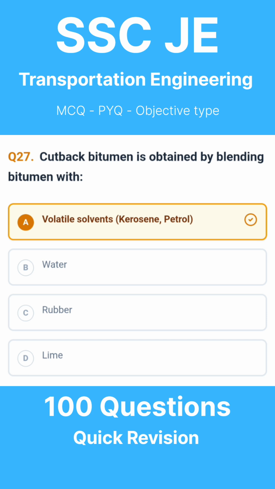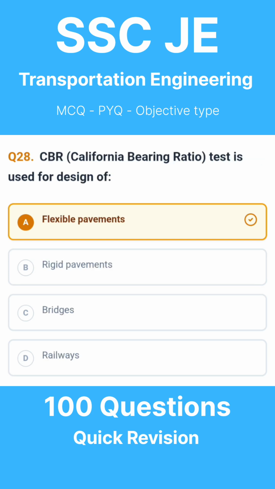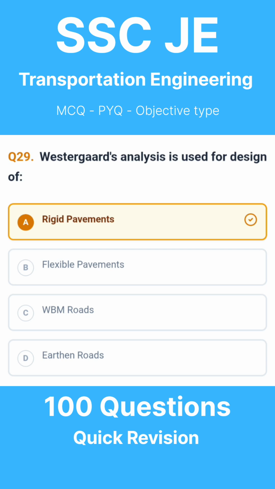Question 27. Cutback bitumen is obtained by blending bitumen with. The correct answer is volatile solvents, kerosene, petrol. Question 28. CBR, California bearing ratio test, is used for design of. The correct answer is flexible pavements. Question 29. Westergaard's analysis is used for design of. The correct answer is rigid pavements.